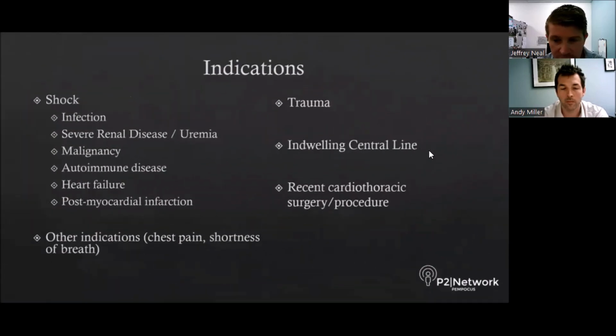In regards to the indications for cardiac tamponade, they're based off of history and clinical presentation. So if you have a patient in shock, cardiac tamponade should always be considered, particularly if there's a history of infection, severe renal disease, malignancy, autoimmune disease, heart failure, or recent MI. Other indications you might consider this diagnosis include chest pain, shortness of breath, trauma, an indwelling central line, or a recent cardiothoracic surgery or procedure.